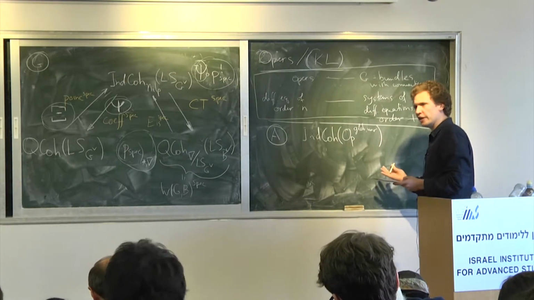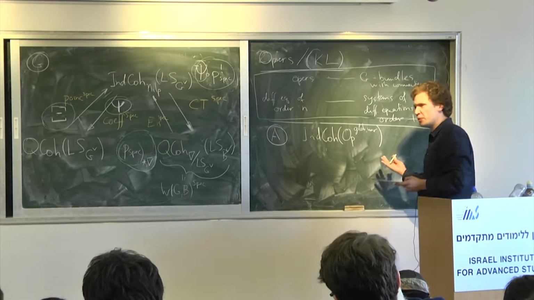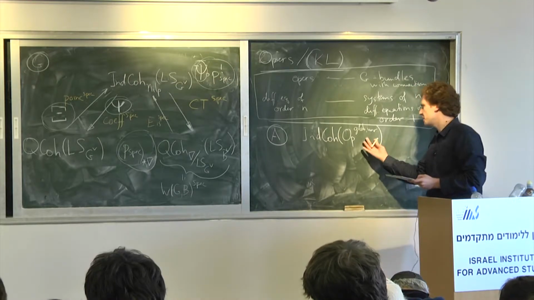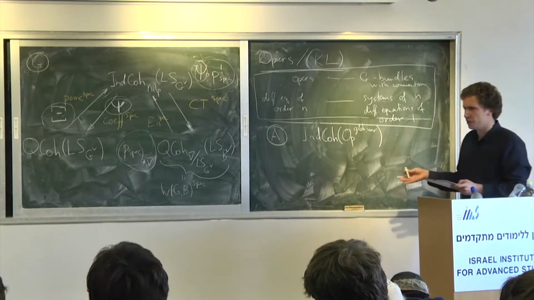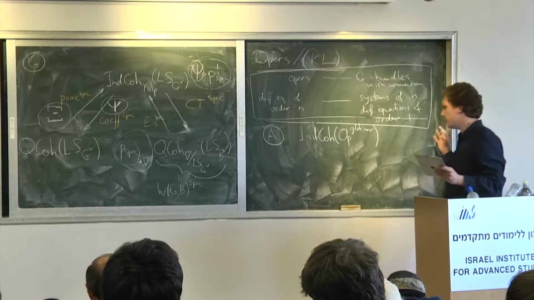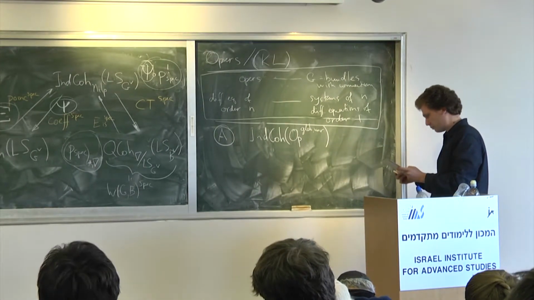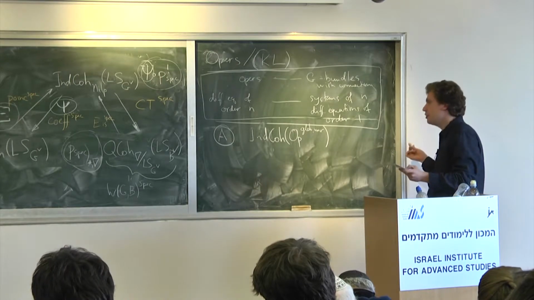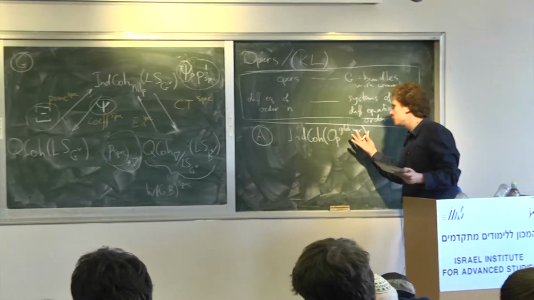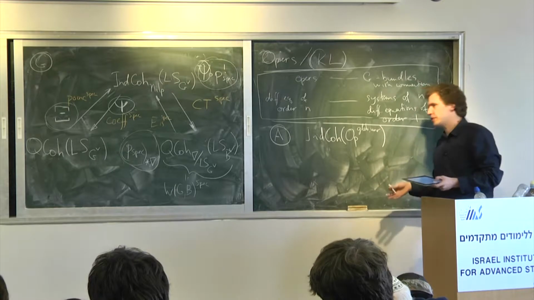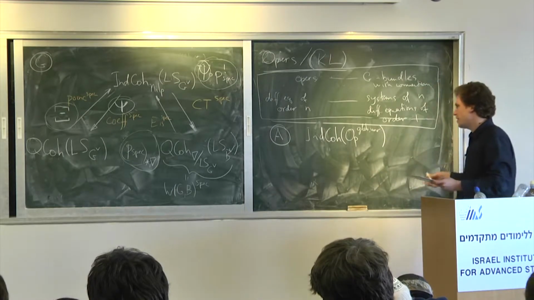Maybe the most explicit way of doing it would be to fix the type of singularities that I allow these opers to have. Then they will form a reasonable space. But then I have to consider the union of those spaces for all possible types of singularities, but that's okay.